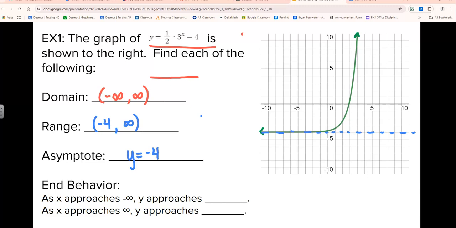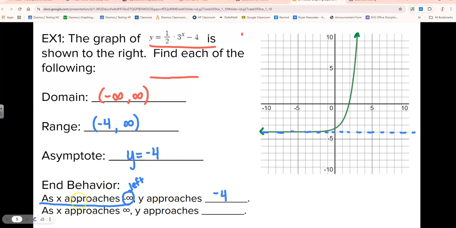When you're doing end behavior, as x approaches negative infinity, that's telling me left side. So if I start here in the middle and I go towards the left side of the graph, what is my y doing? Is it going up forever, down forever, or leveling out at a number? Leveling out, right? What number is it leveling out at? -4.